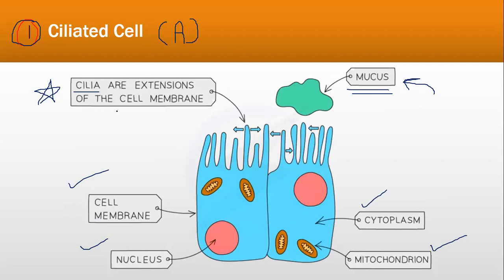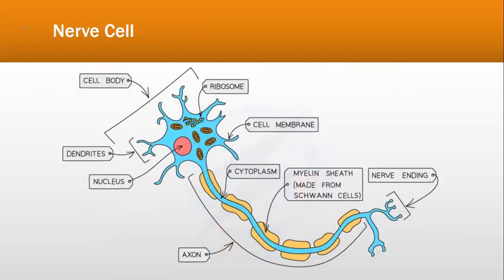The only specialized structure in a ciliated cell are the cilia, which are extensions of the cell membrane, help in moving the food bolus by producing mucus, and they move it in a flicking motion. ये hairs की तरह flick करती रहती हैं here and there. The second type of specialized cell in your syllabus is the nerve cell. This is also an animal cell.